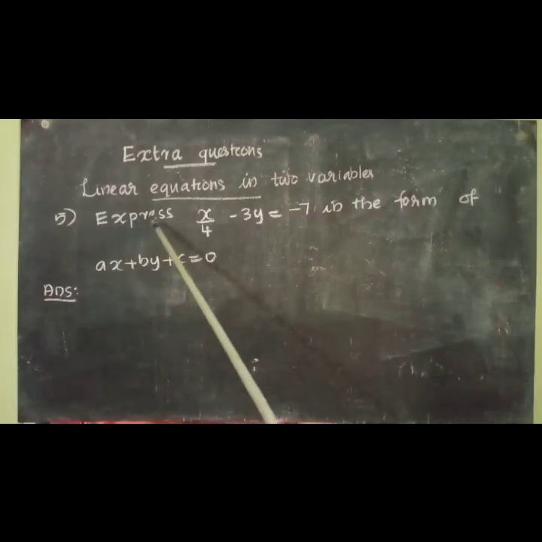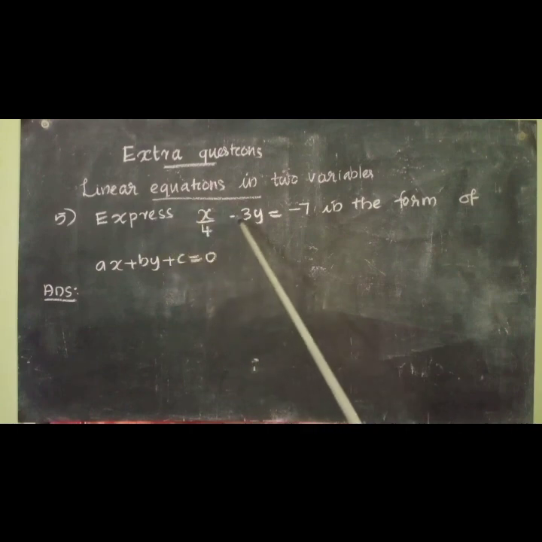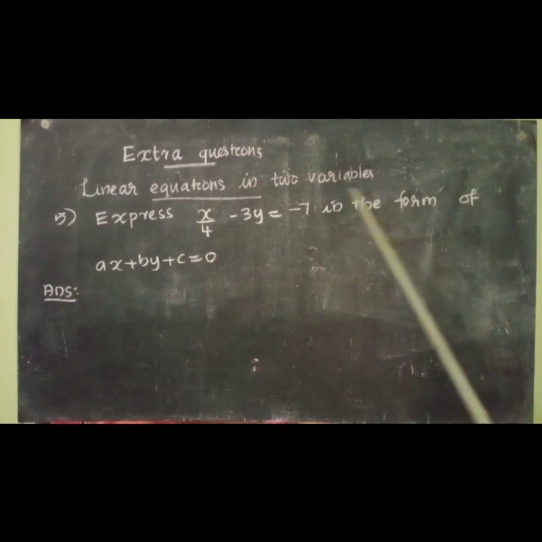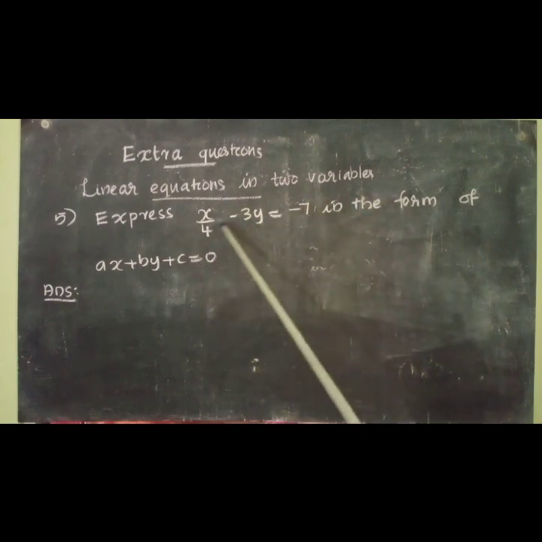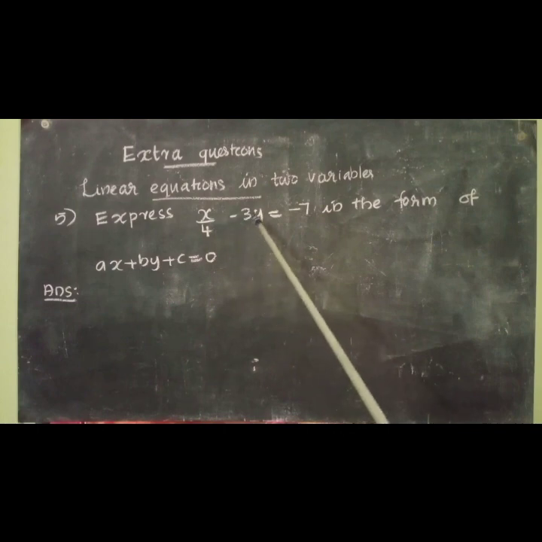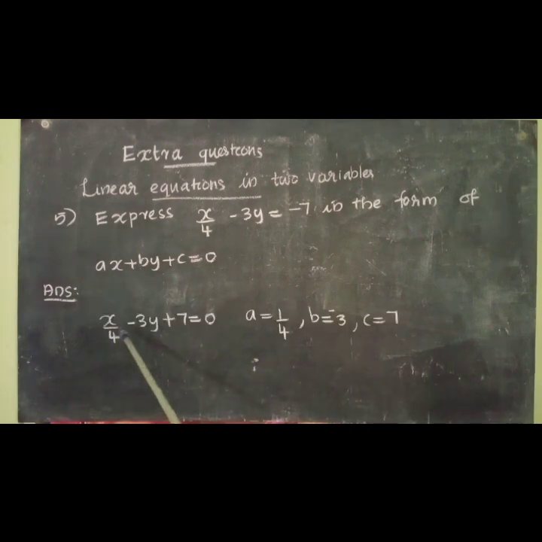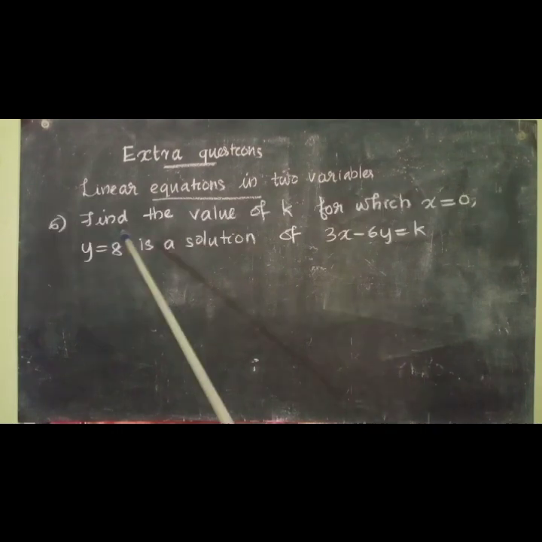Question number 5. Express x by 4 minus 3y equal to minus 7 in the form of ax plus by plus c equal to 0. Here is the ax part, here is the by part. This minus 7 is the c part. It also has to come to the left side. Answer, x by 4 minus 3y plus 7 equal to 0. A equal to 1 by 4. B equal to minus 3. C equal to 7.